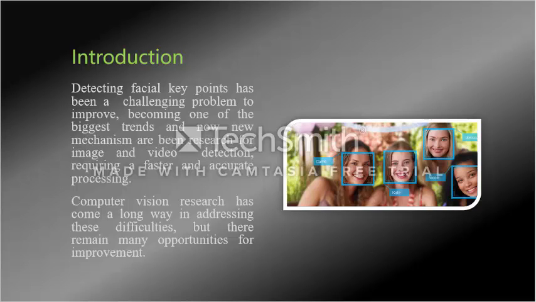Nowadays, image and video detection is a research mechanism that everybody wants. It's not something new for computer vision, and even though it's big, it's not that difficult, so there are many opportunities for improving it. So everybody is trying to get into it. We want to get a faster and more accurate way of processing these pictures and detecting the face or key points.